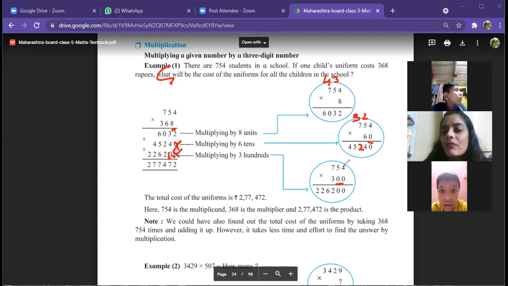And then the last one we will multiply the above number. 3 4s are 12, 1 is carry forward, 3 5s are 15 and 1 is 16, 3 7s are 21 and this one is 22. So can you see here?